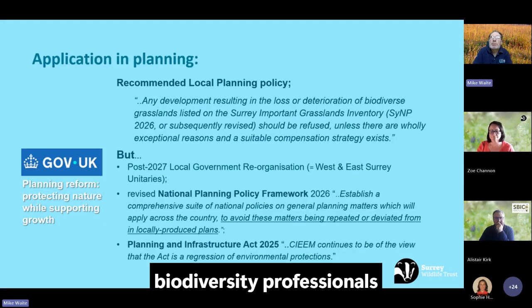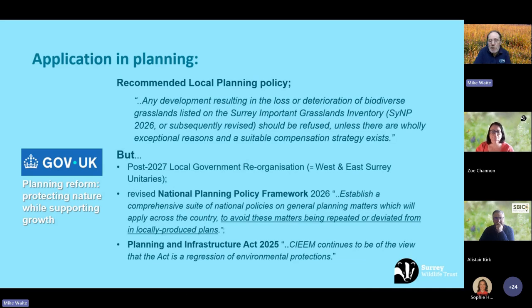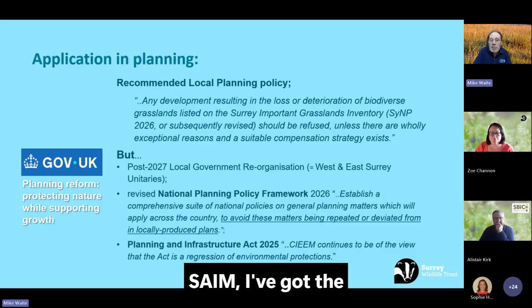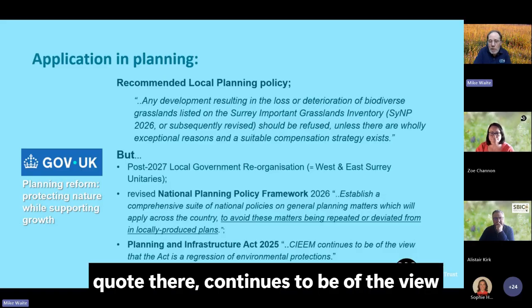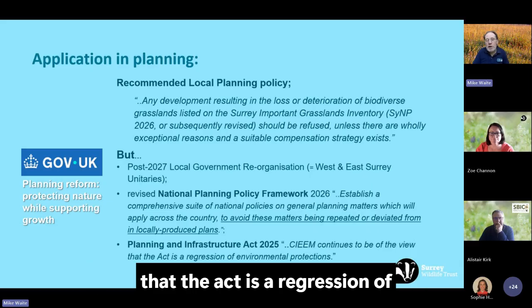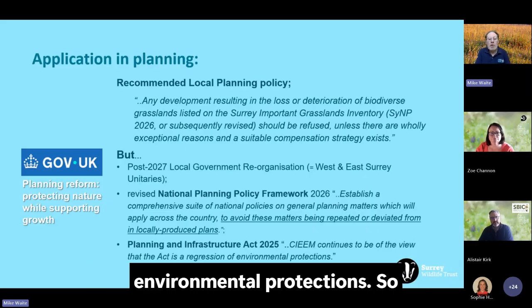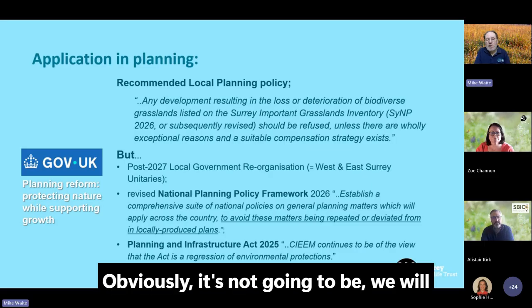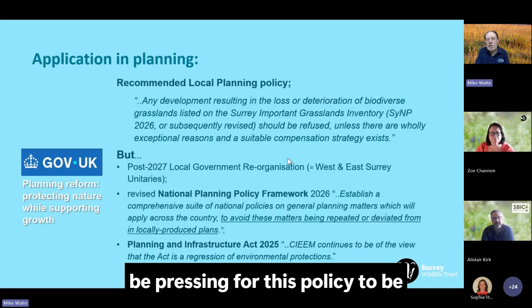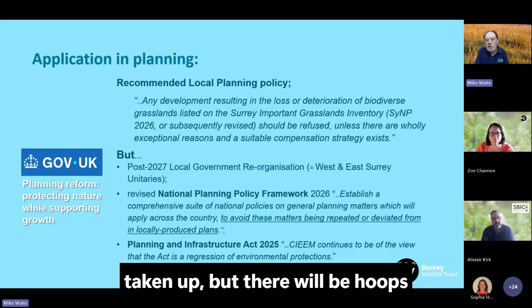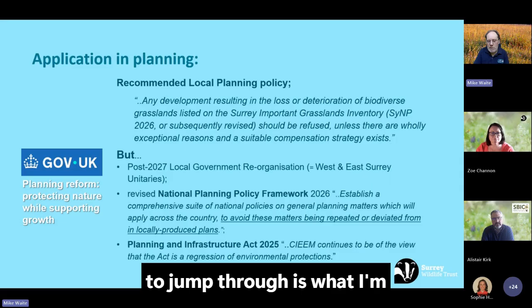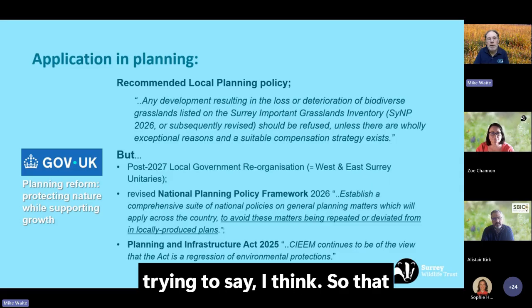And then obviously the Planning and Infrastructure Act has been a worry for biodiversity professionals in the watering down of certain protections, and suffice to say that the CIEEM, I've got the quote there, continues to be of the view that the Act is a regression of environmental protections. So obviously we will be pressing for this policy to be taken up, but there will be hoops to jump through, is what I'm trying to say, I think.